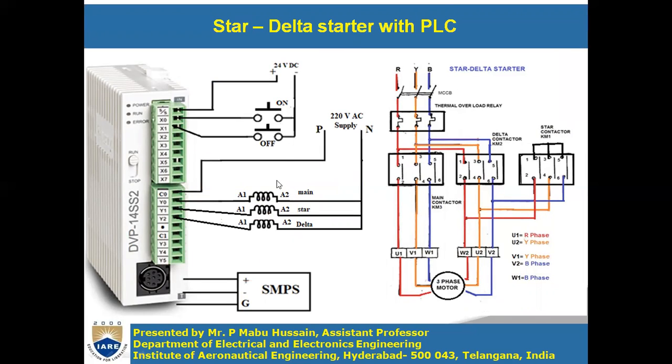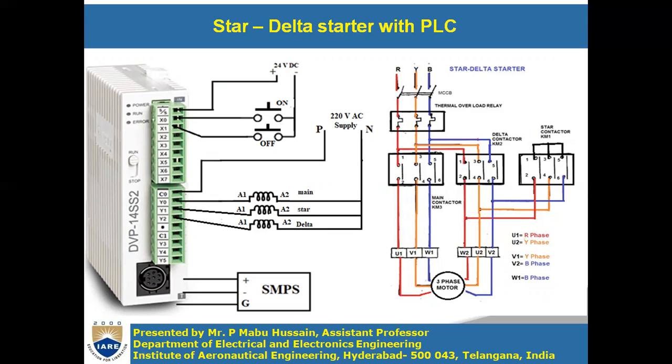Those coils will be connected to the output terminals of your PLC through a 220 volt supply. See here, this is the main contactor, and the main contactor coil is connected to Y0. Then this is the star contactor, and the star contactor coil is connected to Y1, and the delta contactor coil is connected to Y2.